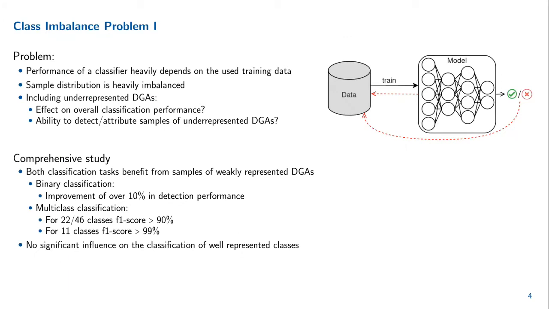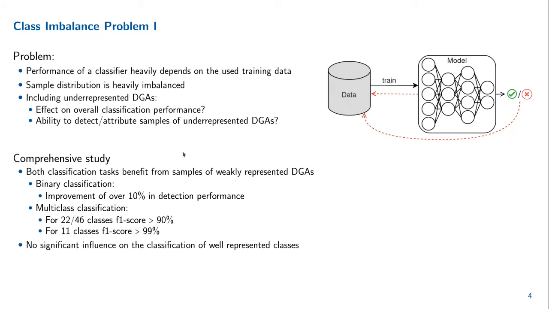the multi-class classification task. We investigated this problem in SAPPAN, and here we had a look at what's the effect on the overall classification performance of a classifier if we include underrepresented DGAs in the training process, and also on the ability to detect or attribute samples of underrepresented DGAs.